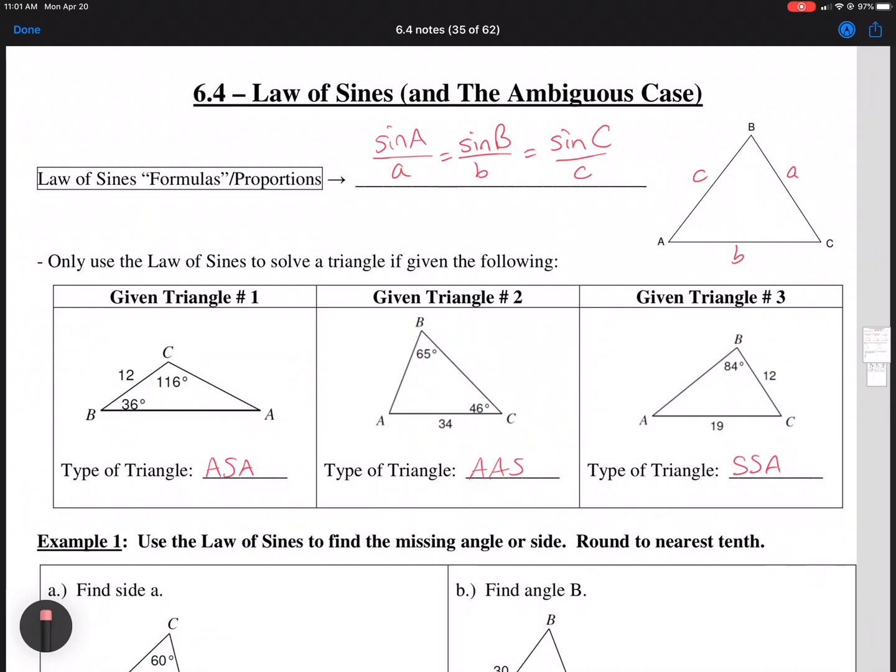So today we will cover 6.4, the law of sines, and the ambiguous case. We will come back to 6.3, part 1 and part 2 after we finish 6.4 and 6.5. So the law of sines is a simple concept.